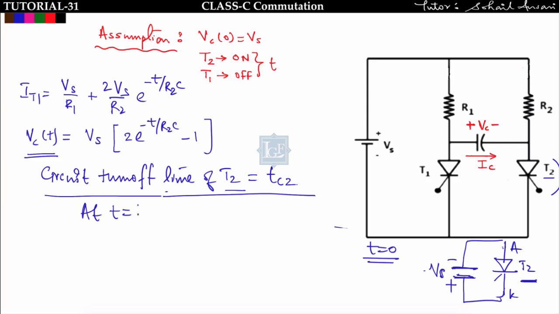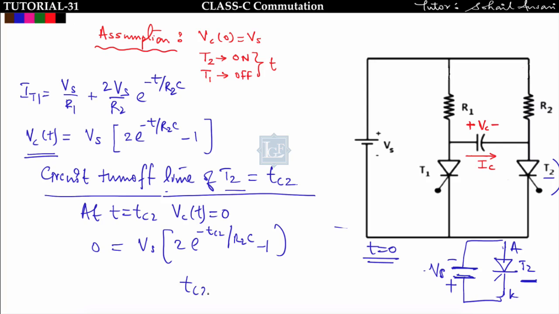At t equal to Tc2, the voltage across this capacitor Vc of t will be 0. Then we can find the circuit turn off time of this thyristor. So put Vc of t equal to 0 and find the time. You will get the circuit turn off time: 0 is equal to Vs into 2 e to the power minus Tc2 upon R2C minus 1.